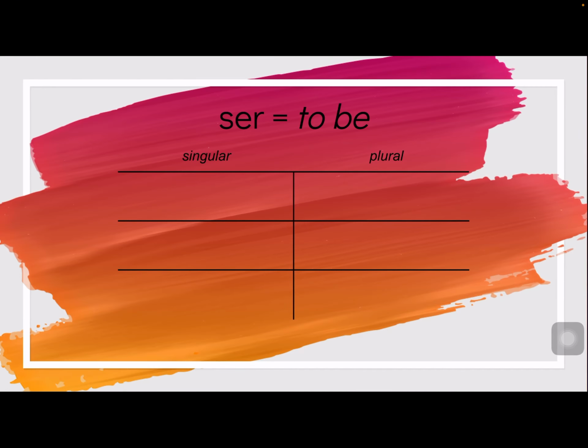El verbo ser significa to be. Hay dos verbos que significan to be en español. We have ser. We also have the verb estar. This one, ser, we'll talk about the reasons why you use it in a second, but for now you need to know that it means to be.